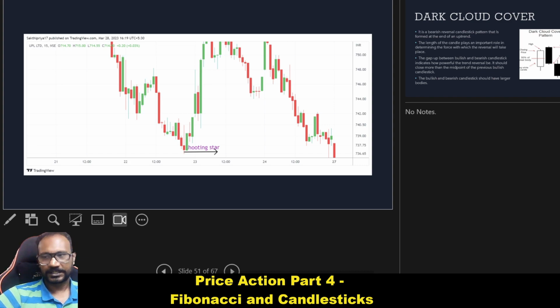It looks like a shooting star as well. If you have seen a shooting star, the body will be coming down and then there will be a trail leaving at the back. Looks like a shooting star, and for those reasons, it's named shooting star. And then you can see that the reversal has happened pretty strong.